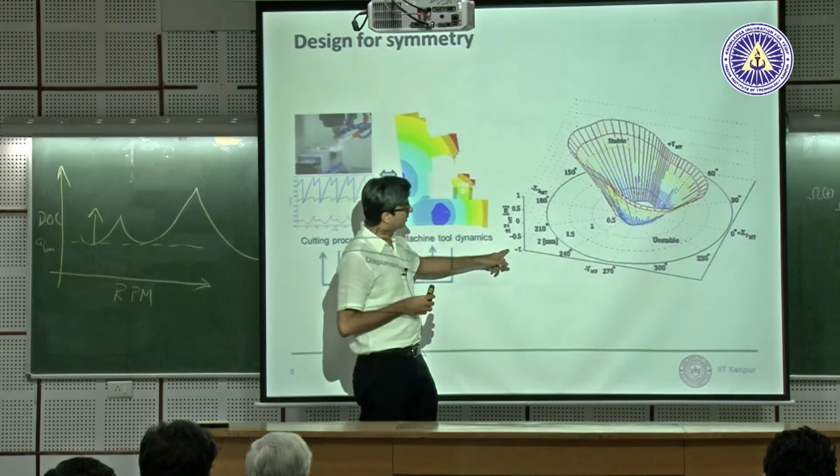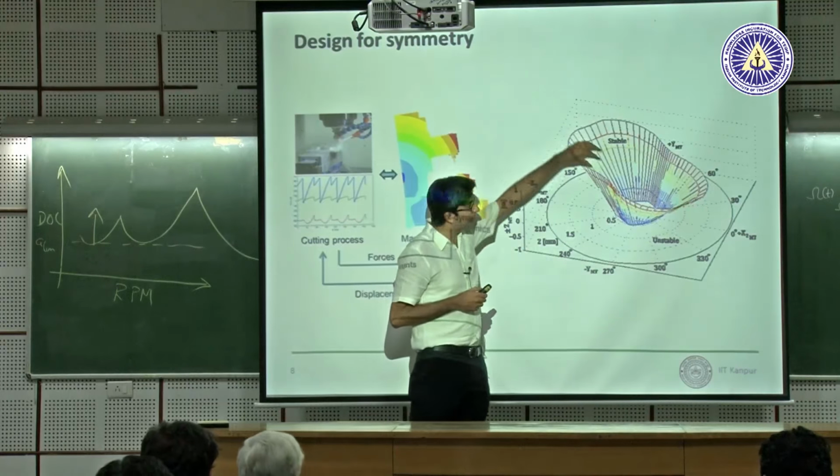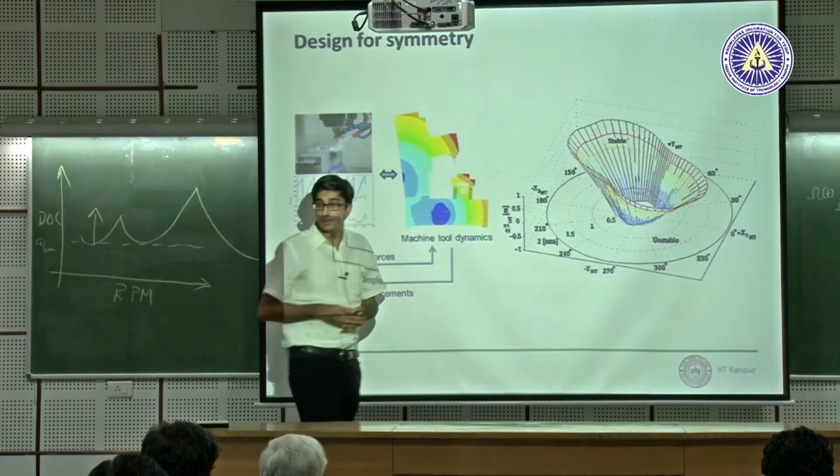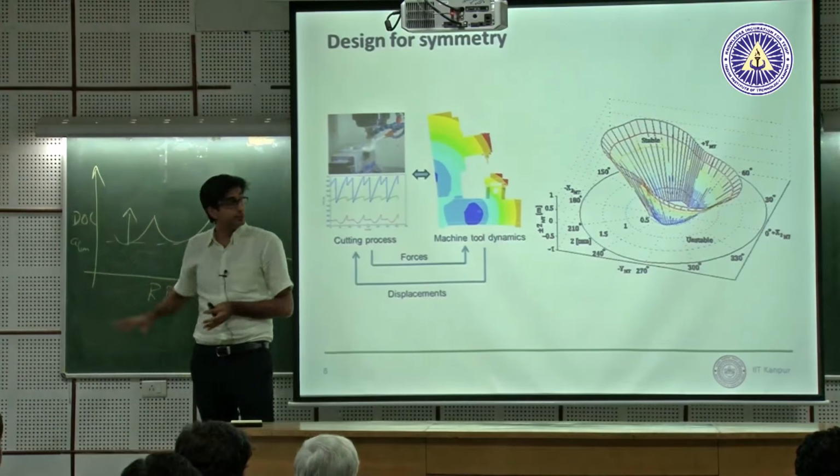Radially outwards is depth of cut, so 0.5 to 1 to 2 to 3 millimeters. Anything inside that is stable, outside is unstable. Similar idea, upper stable, unstable, niche stable.